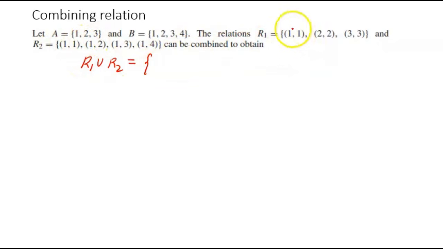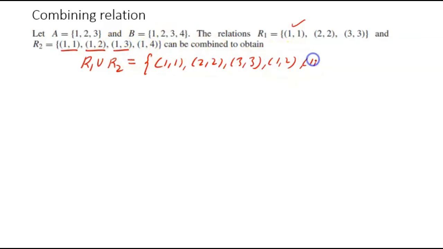We have seen here that 1 comma 1 is in R1, so I am writing 1 comma 1, 2 comma 2 and 3 comma 3. So all those elements which are present in R1 are written here. 1 comma 1 is in R2, which I have already written. 1 comma 2 is there, so I need to write 1 comma 2. 1 comma 3 is there, so I also need to write 1 comma 3, and 1 comma 4 is there, so I need to write 1 comma 4. So this is the relation, that is R1 union R2.